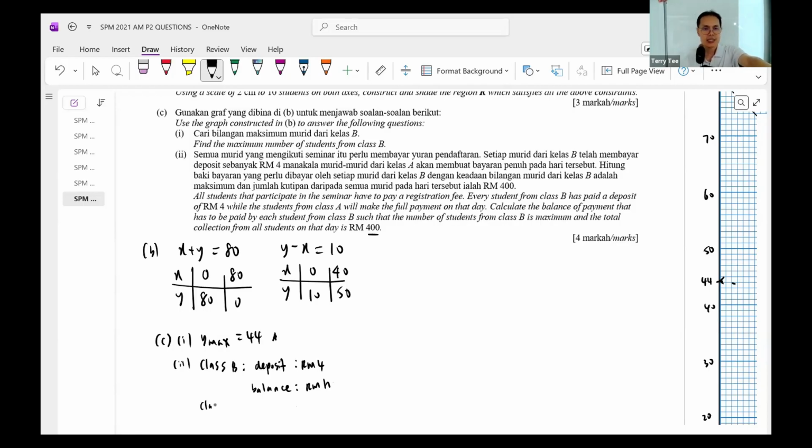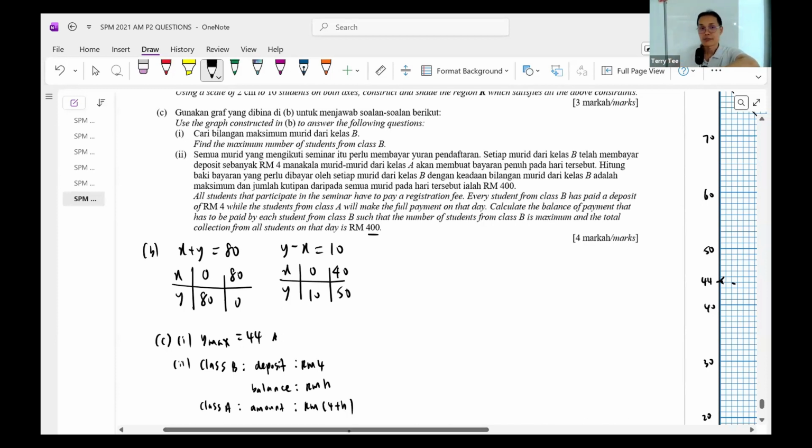So now class A, they pay on the spot. On the day itself, they have to pay what? The amount to be paid by class A should be what? They pay the same amount. It's not like class A pays less and class B pays more. They pay the same amount. But class B already paid a deposit of 4 ringgit, so they have to pay the balance. For example, deposit 4 ringgit, balance 3 ringgit, let's say. So what is the amount that class A has to pay? 4 plus H. Isn't it?